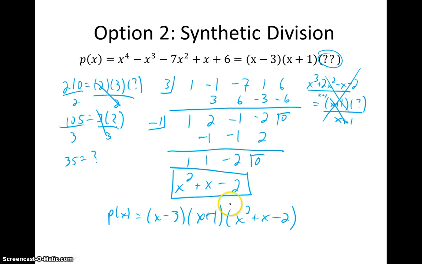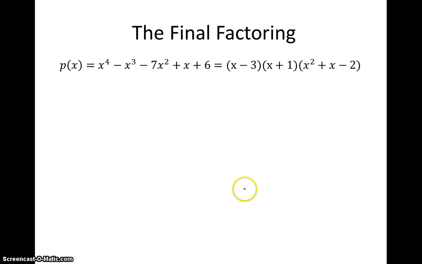So this is definitely a lot faster, just doing the two synthetics as opposed to the long division. There's also a lot less room for error, because when you're subtracting those x's, man, I just feel like there's so many places that you can go wrong. So are we quite done yet? Well, not quite.